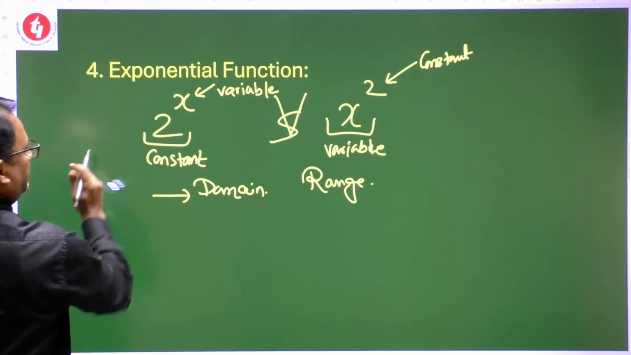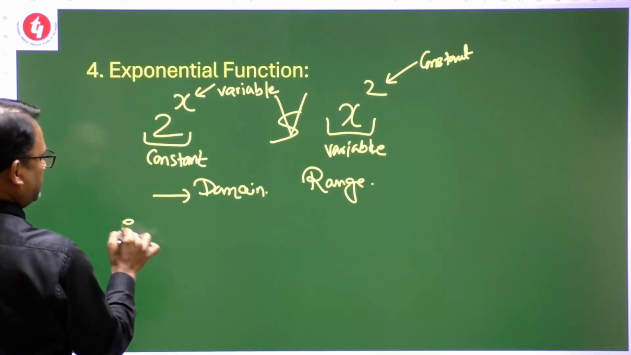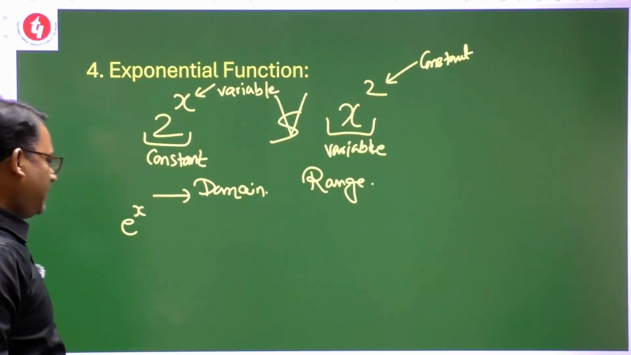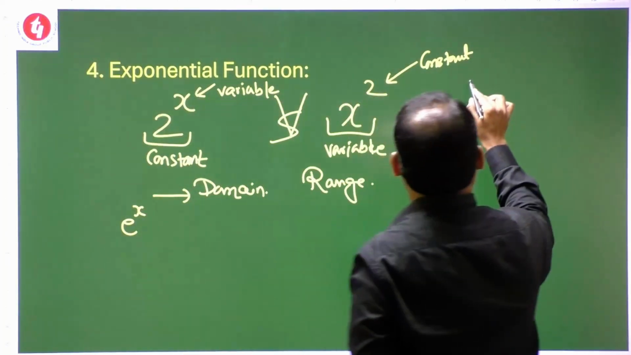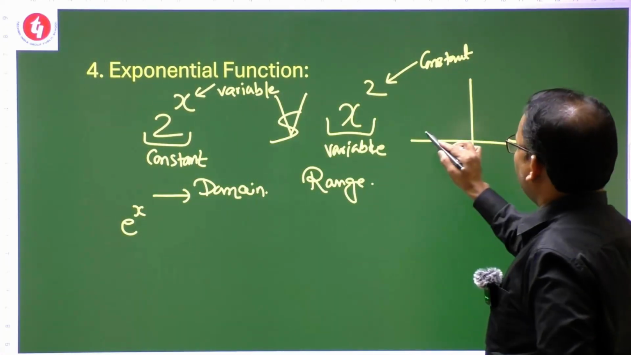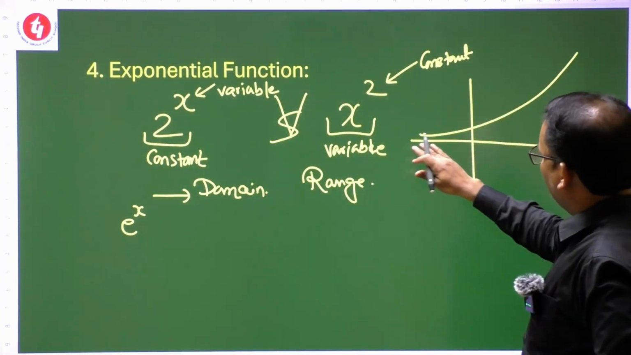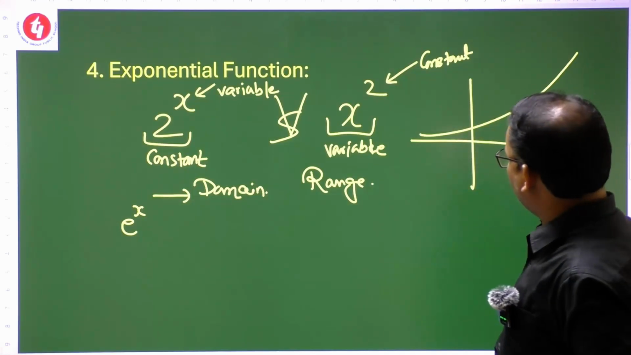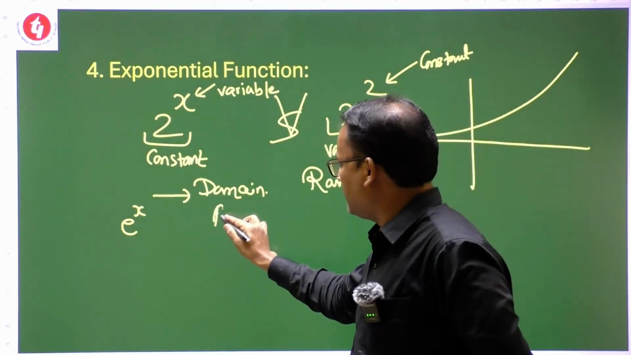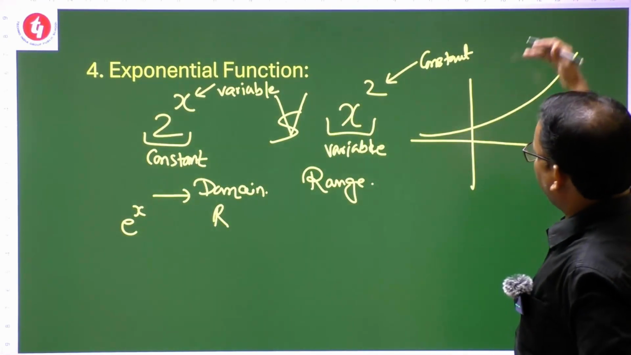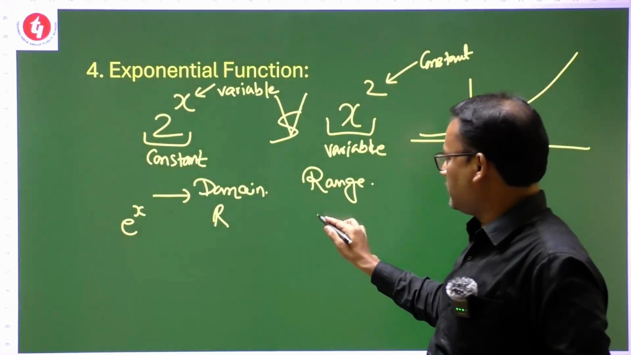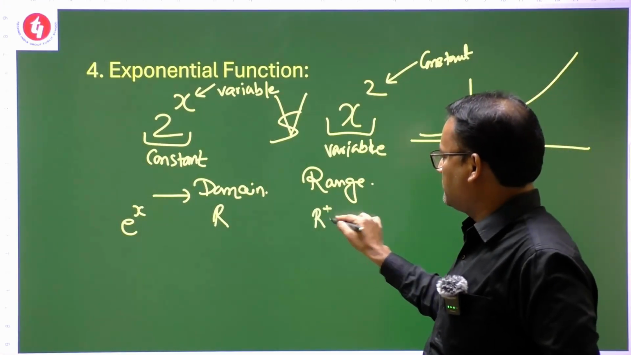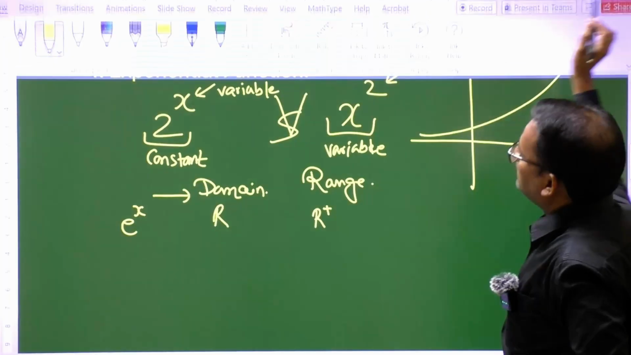Okay, if I have the function e power x, what is its domain and range? Notice that e power x looks like this. So the domain is the set of all values of x; you can put any value. So the domain is the set of real numbers, but your curve is lying above the x-axis, so the range is R plus. Okay now. So an exponential function cannot be negative.